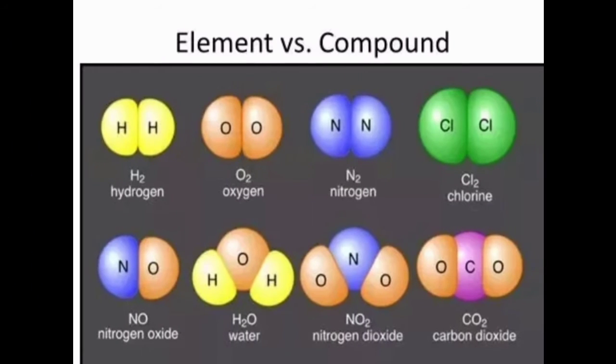As you can see in the picture, an element is composed of one or single atom only, while a compound is composed of more than one atom.